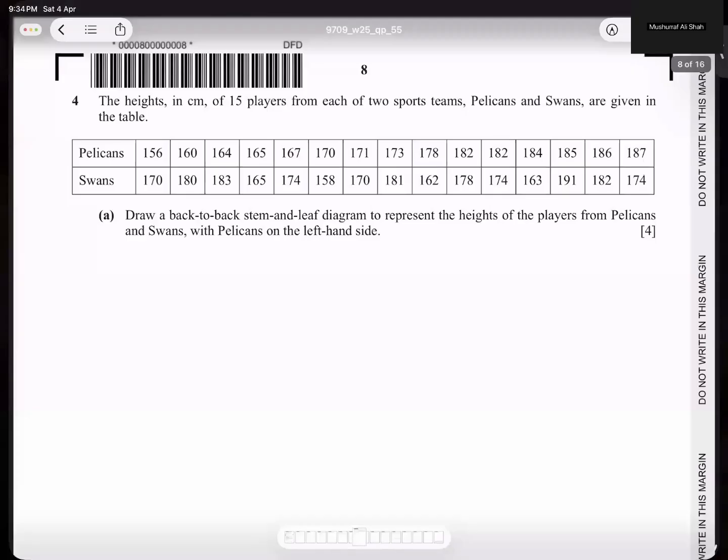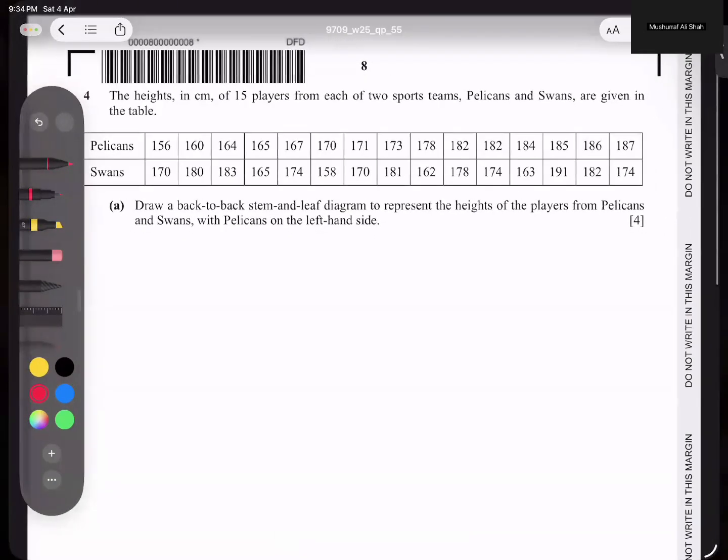Question number 4, students. We have the heights in centimeters of 15 players for two sports teams, pelicans and swans, given in a table. Draw a back-to-back stem and leaf diagram. You can see the heights of pelicans are on the left hand side. So one direction is clear.